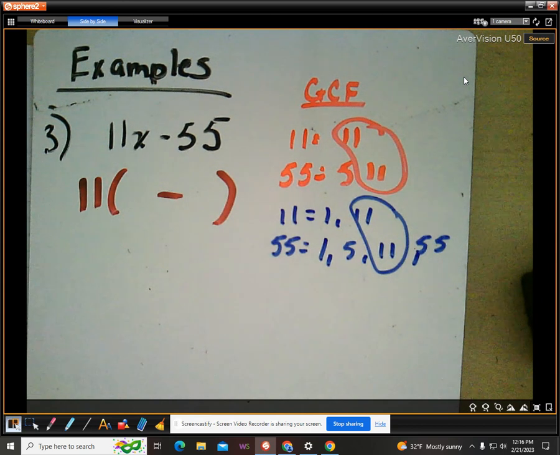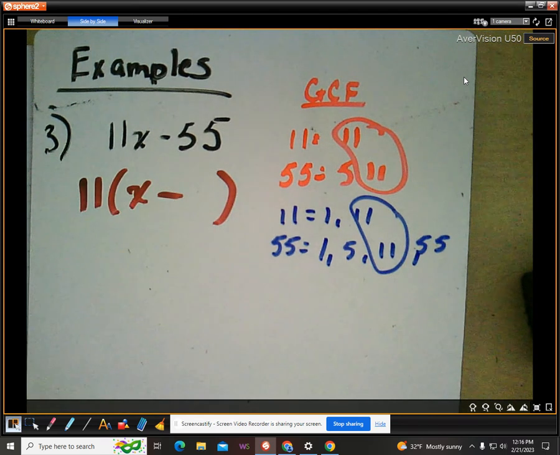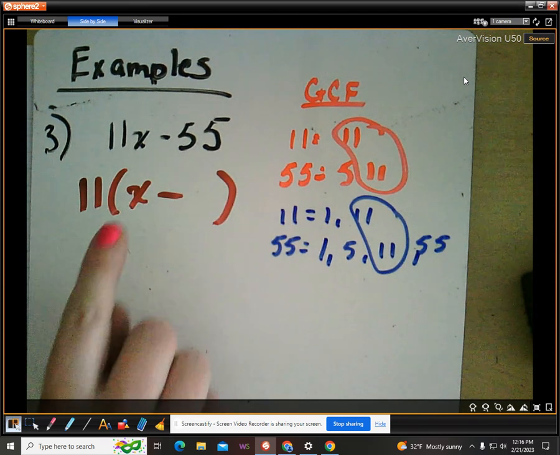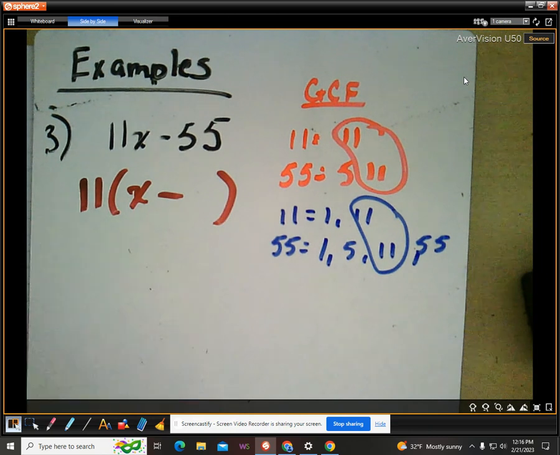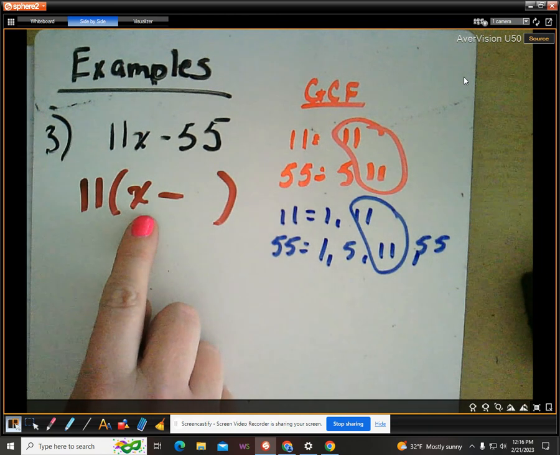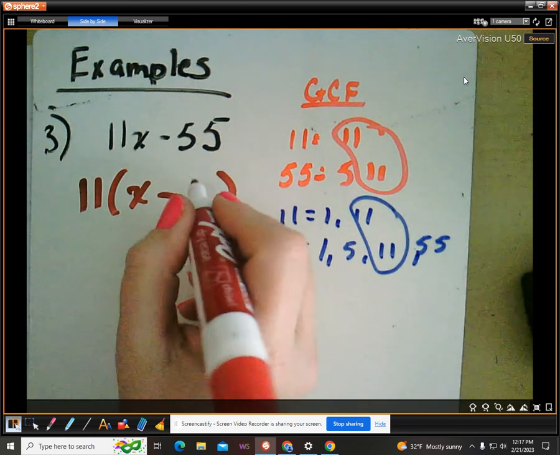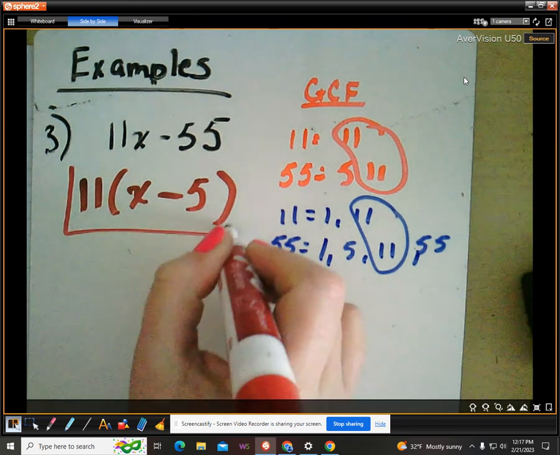Haley? Just x. Yes. A lot of times kids will want to put a 1 in front of it. If you only have one of the variable, x, s, r, z, whatever it is, you do not need to put a 1 in front of it. It would just be x. 11 times what gives us our 55? Jordan? 5. That's your answer.